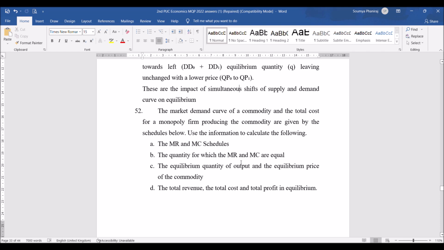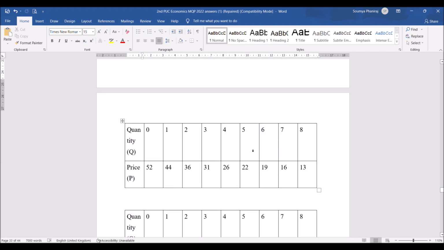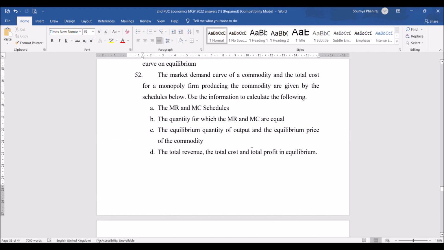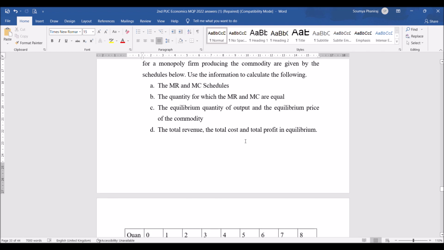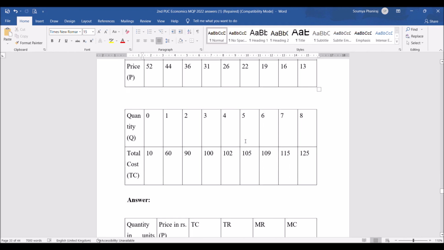52nd question is, the market demand curve of a commodity and the total cost for a monopoly firm producing the commodity are given by the schedules below. Use the information to calculate the following. So there is a table that is given and the question is about the MR and MC schedules, the quantity for which the MR and MC are equal, the equilibrium quantity of output and the equilibrium price of the commodity, the total revenue, the total cost and total profit in equilibrium. So these are the tables.